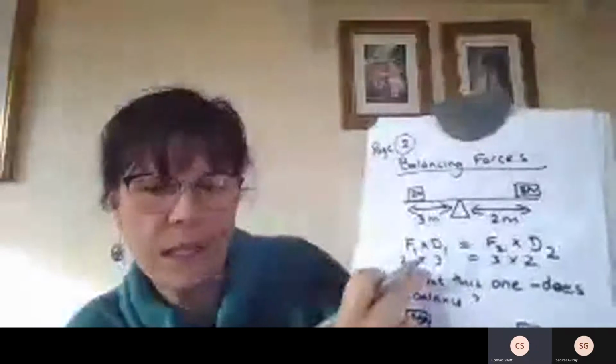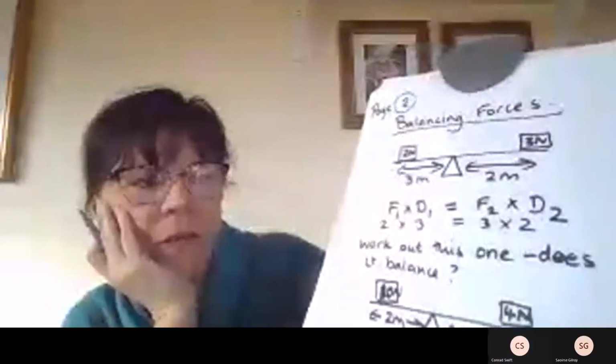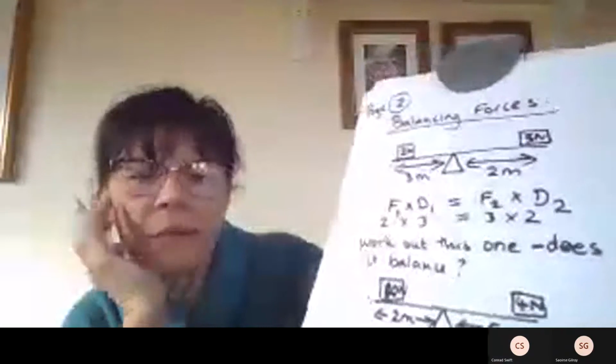So 2 times 3, 6 equals 6. And then to the right of it, you write the seesaw is balanced. Okay, happy enough? And then we're on to the last one here on this page. Work out this one. Does it balance?